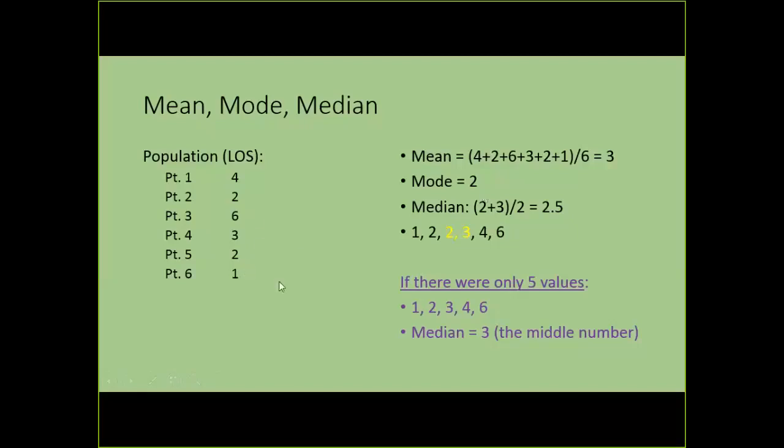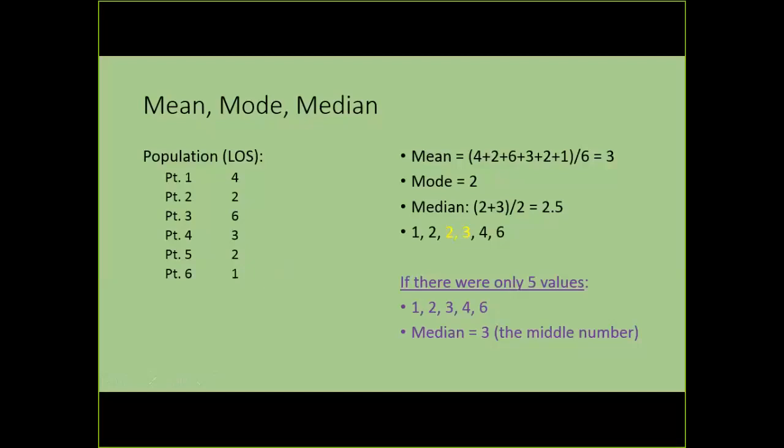In case no number repeats at all, then there is no mode. It's okay to have no mode, okay? Or sometimes you can have multiple modes. You could have two patients that stayed 2 days and another 2 patients that stayed 3 days, and that would mean that the mode is 2 and 3.